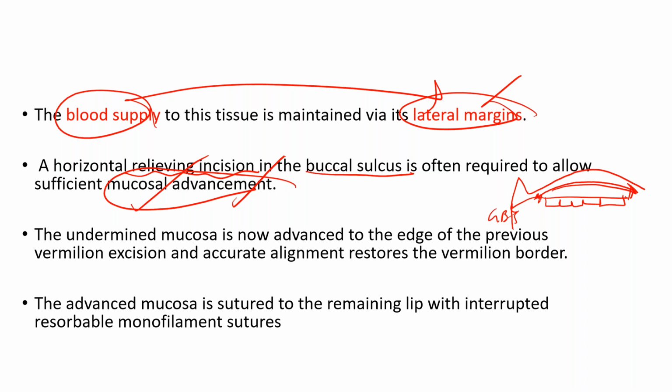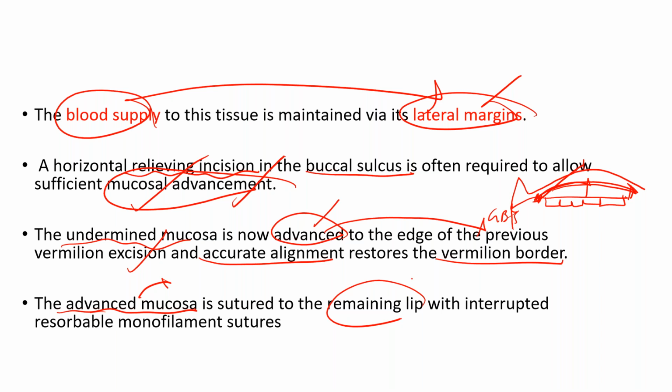This mucosa that is there over here in the normal side is advanced forward. The undermined mucosa is advanced to the edge of the previous vermilion excision, and accurate alignment restores the vermilion border. So from here, whatever the mucosa is there, you can go to the level of vermilion border. So this advanced mucosa is called mucosal advancement.